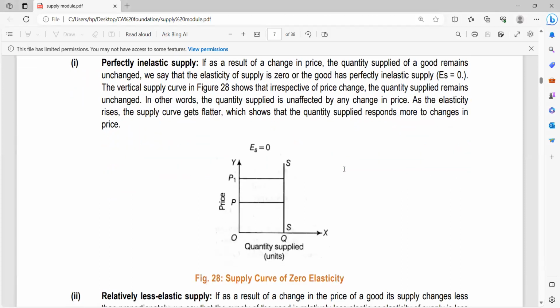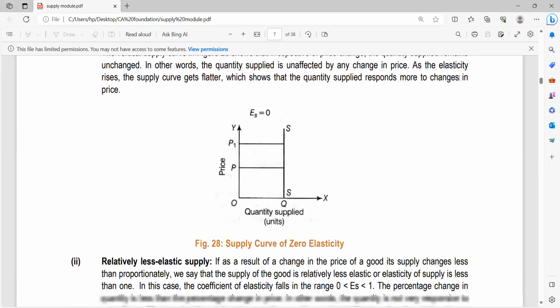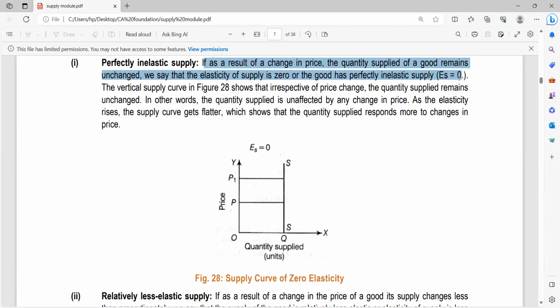You can also see this from this graph here. The text also says that if as a result of change in price, the quantity supplied remains unchanged, we see that elasticity of supply is 0, ES is equal to 0. Okay.